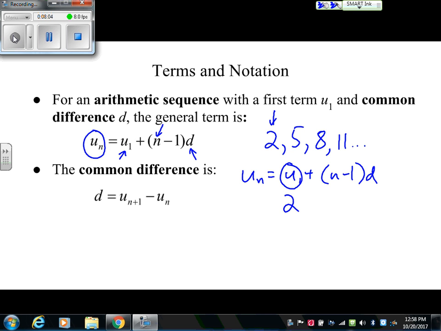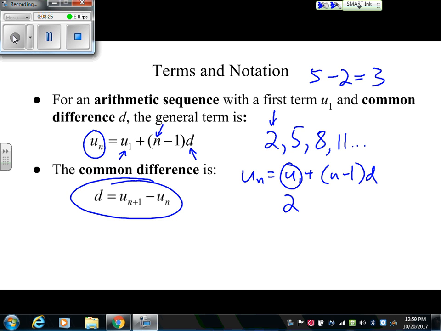Now, what is the common difference? Well, common difference is where you subtract any two values, and you always subtract backwards. So I take my 5, for example, and I subtract the term that came before, which was 2. So my common difference is 3. Now, I should be able to do that for any of these values if it's truly arithmetic.